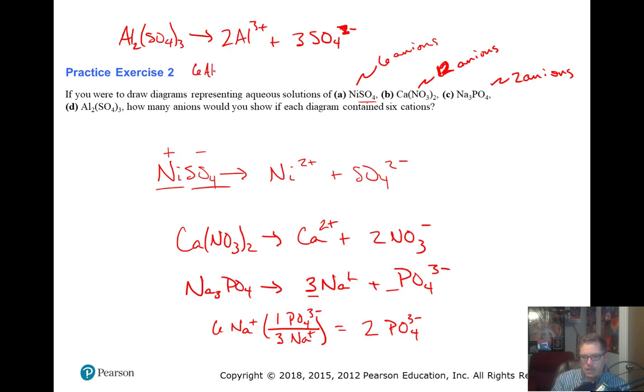So it'd be 6 Al3 plus. All right, and it's in a ratio of 2 to 3, right? So 3 SO4 2 minus to 2 Al3 plus. All right, so 6 divided by 2 is 3 times 3, so we get 9. All right, SO4 3 minus, 4 3 minus. So this guy would be 9 anions. All right.